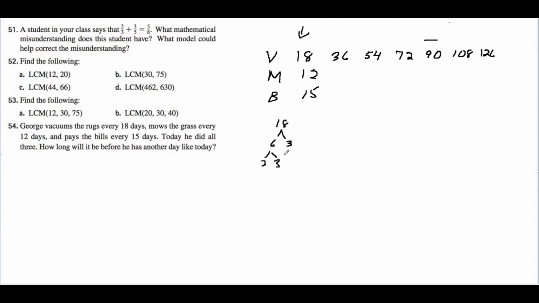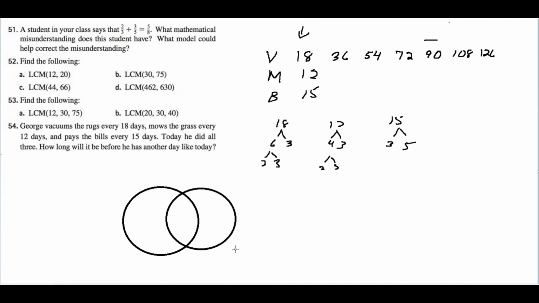And there are my prime factors: 2, 3, 3. 12 is 2, 2, 3, and 15 is 3, 5. And now when I do my circles, the part that's common to all three, and let's just circle that, there is a 3 in all three. So that part goes here. That's our greatest common factor between all of them.